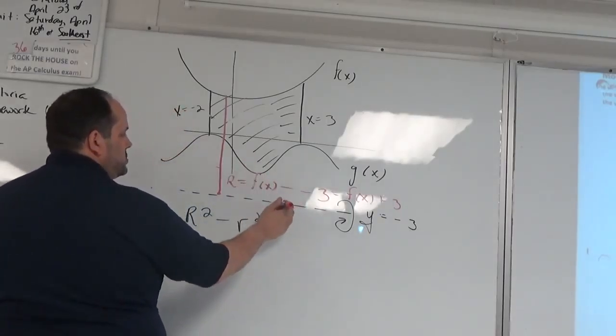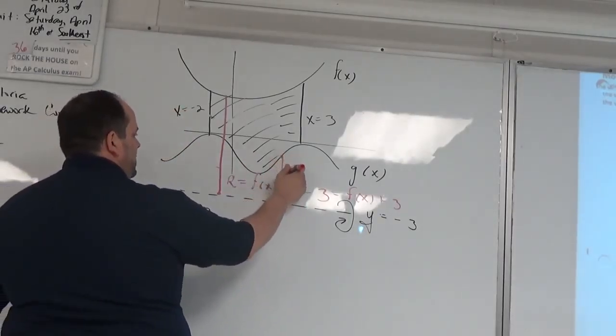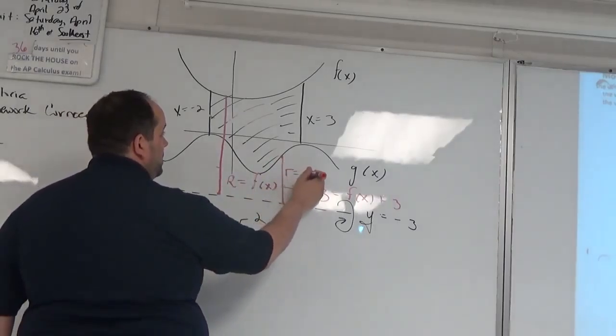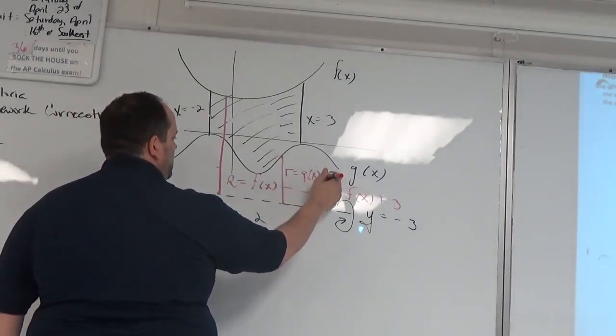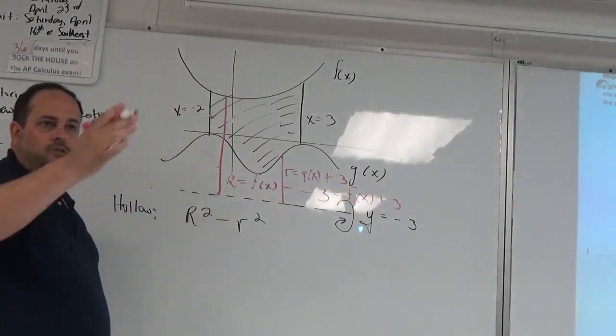Wait, little r starts on your axis of rotation and goes to here. My bad. So how long's little r? G of x minus -3, or g of x plus 3.